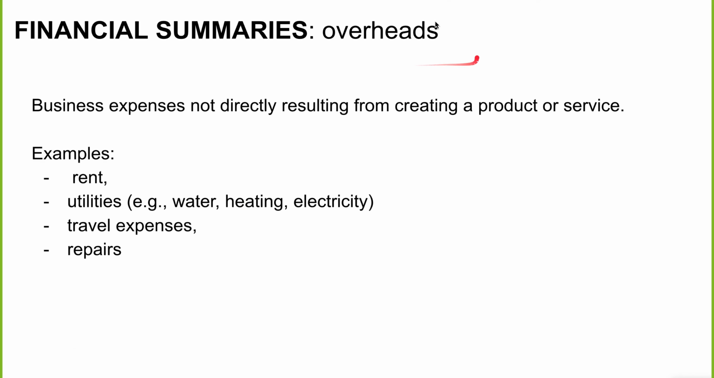Let's start with overheads. Overheads are business expenses not directly resulting from creating a product or service. Examples of these are rent, utilities such as water, heating, and electricity, travel expenses, and repairs. For example, maybe I have to travel to meet a potential buyer that's not related to the product or the service that I'm creating. Or maybe I need to repair my warehouse. That is not directly a result of creating my product or service.